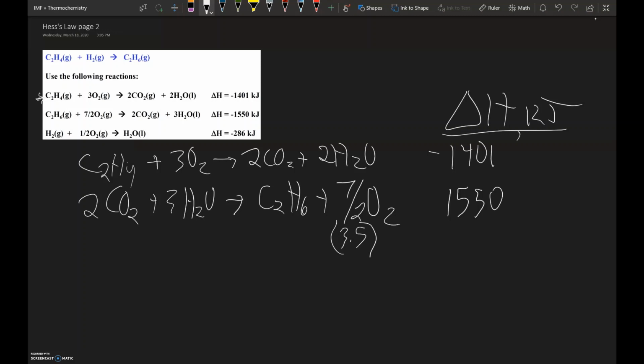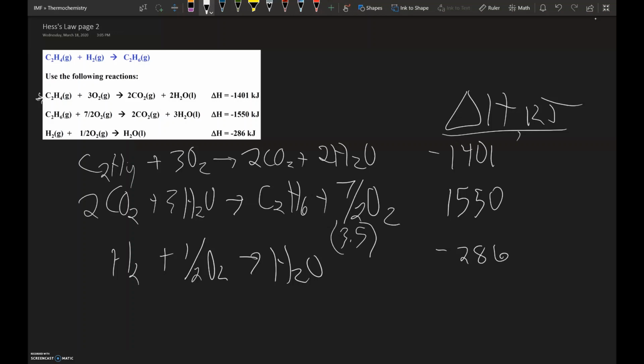Last step here is we look and see that there's one more reactant left, and that's hydrogen gas. Hydrogen gas is a reactant in the third step, so we're going to keep that as it is, and we're going to carry it down. And there's only 1 mole hydrogen gas in both this step and the overall, so we don't need to multiply by anything there, and carry down the negative 286.